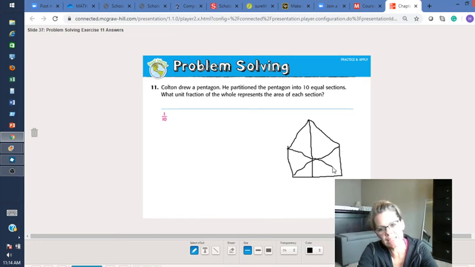Well, if it was a true pentagon, these would each be triangles, right? And I would have 5 pieces. 1, 2, 3, 4, 5. No, 1, 2, 3, 4, 5, 6. Oh, nope, that's not right.